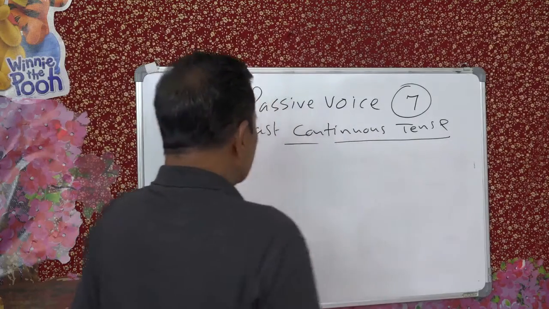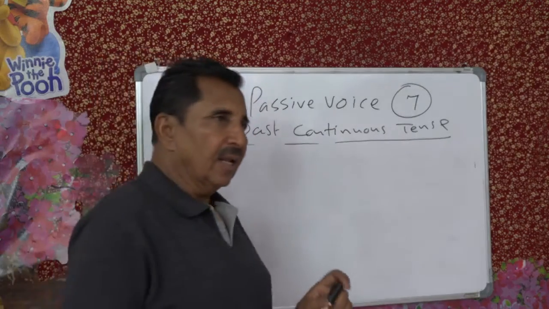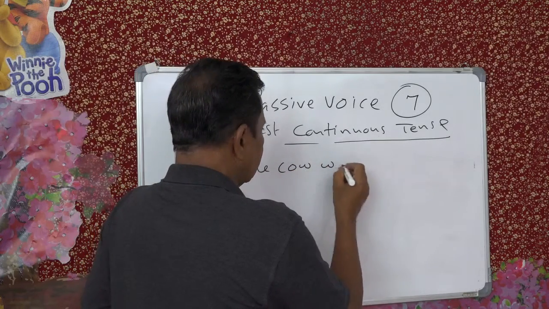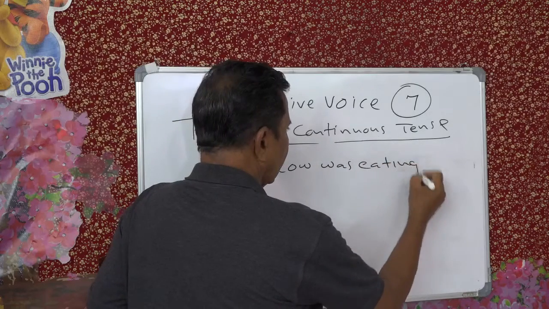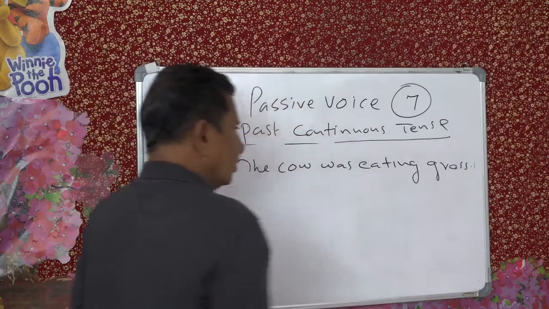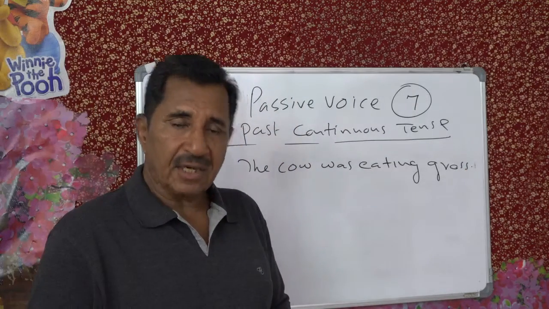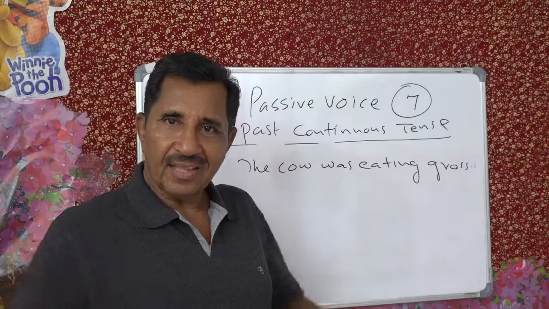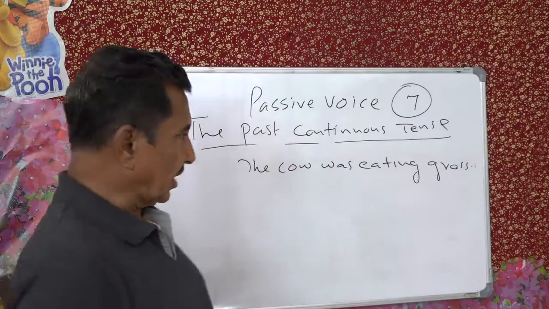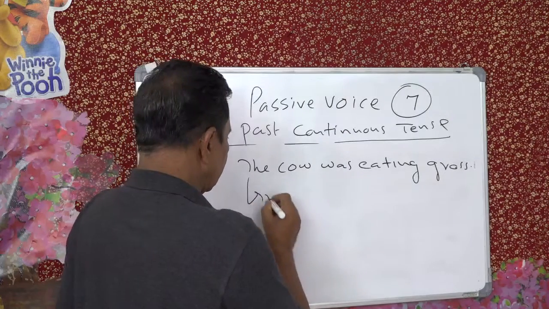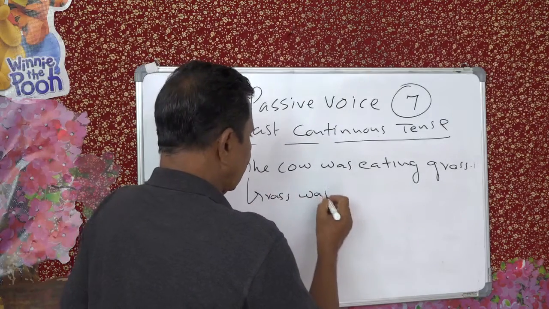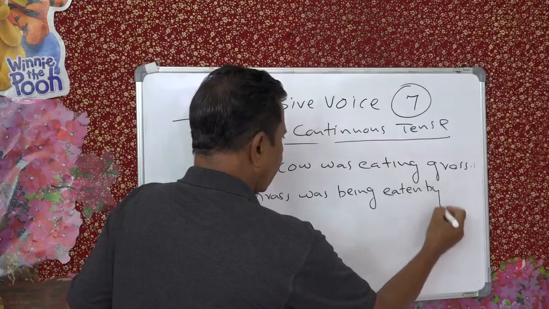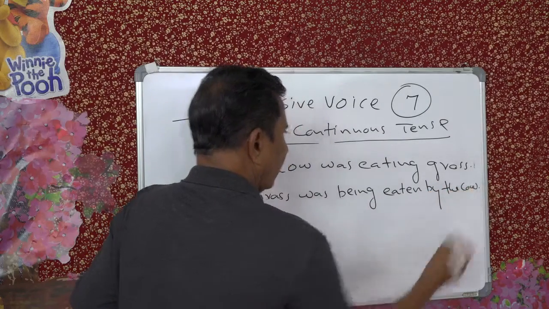We have already seen that, so now we are going to the past continuous tense. Let's take the same example. The cow was eating grass. Okay. As we have seen in the present continuous tense, what should we do? We should add being and also the past participle of the given verb. So, grass was being eaten by the cow. See that?